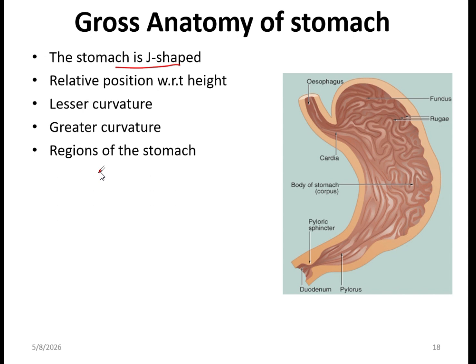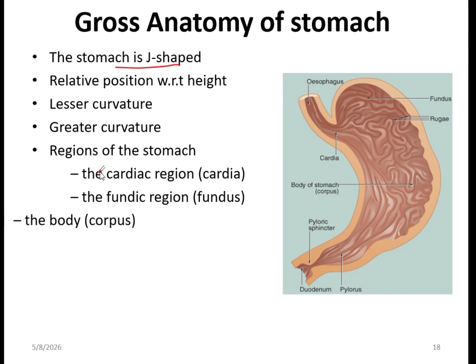Next, regions of the stomach. So what are the regions? As I said earlier, the regions are the cardiac region, the fundic region, the body and the pyloric region. We have 4 regions, right? The cardiac region known as cardia, the fundic region known as fundus. This is the cardiac region, this is the fundus region. This is the body or the corpus. And the last is the pylorus region.